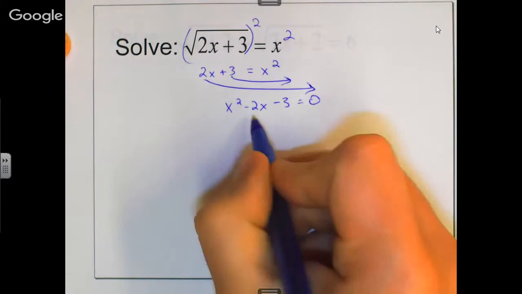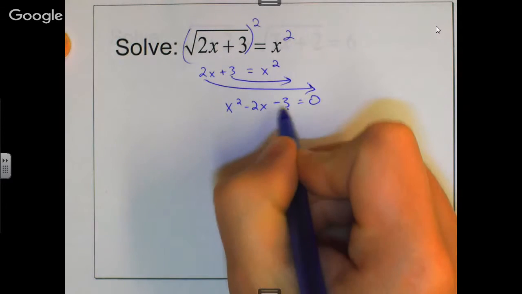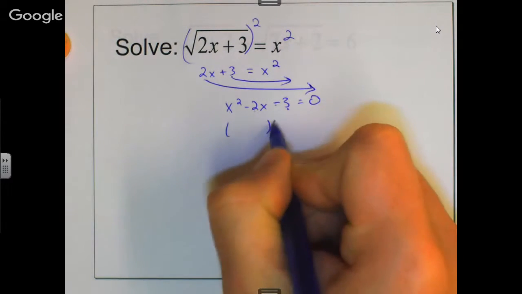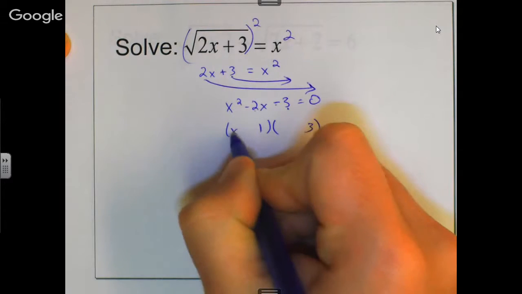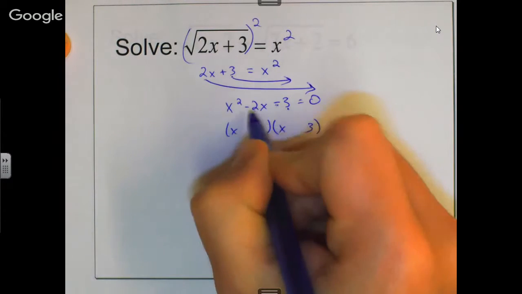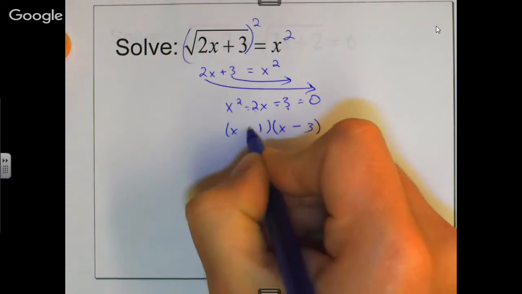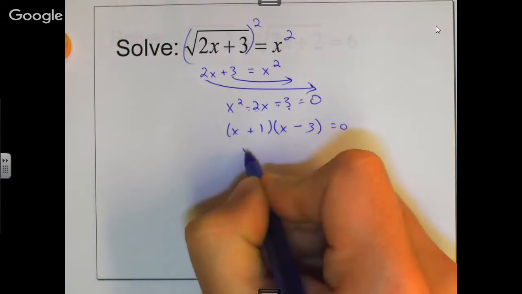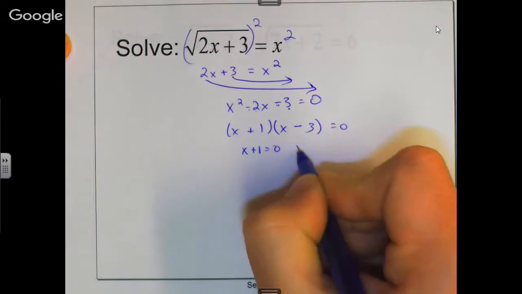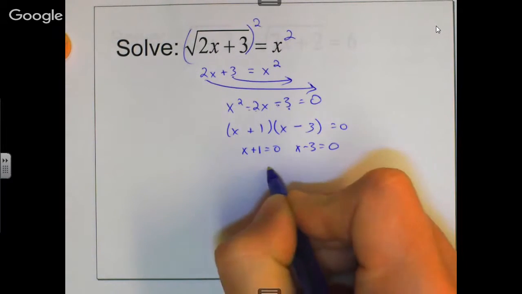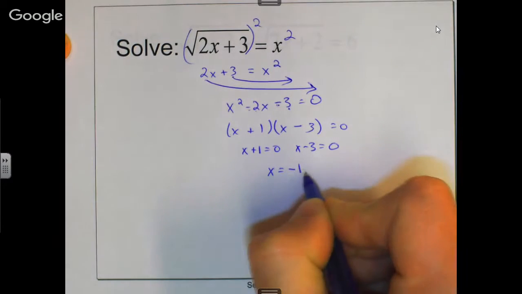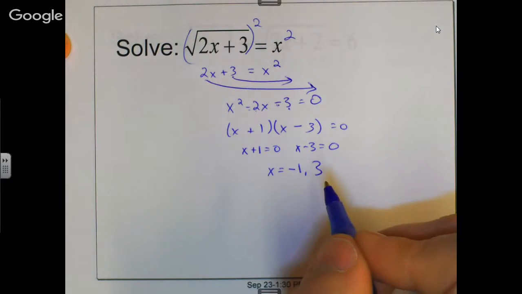Okay. I think we can factor this. Factor the 3, that's subtracted 2. That's 3 and 1. X signs are different. The bigger one is negative. So let's say x plus 1 equals 0 and x minus 3 equals 0. So x is negative 1 and 3. But we need to check those.